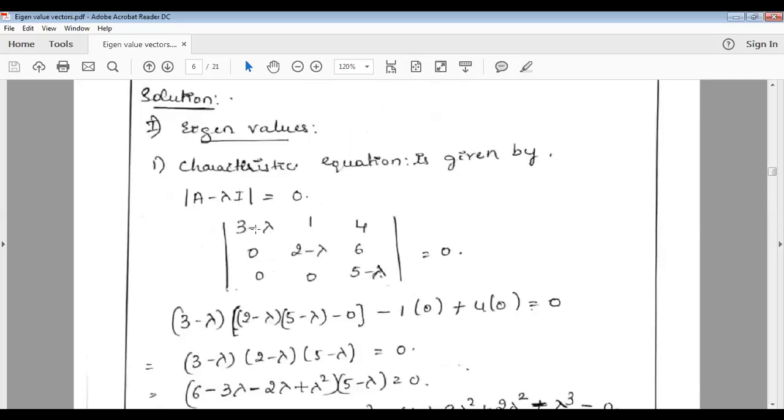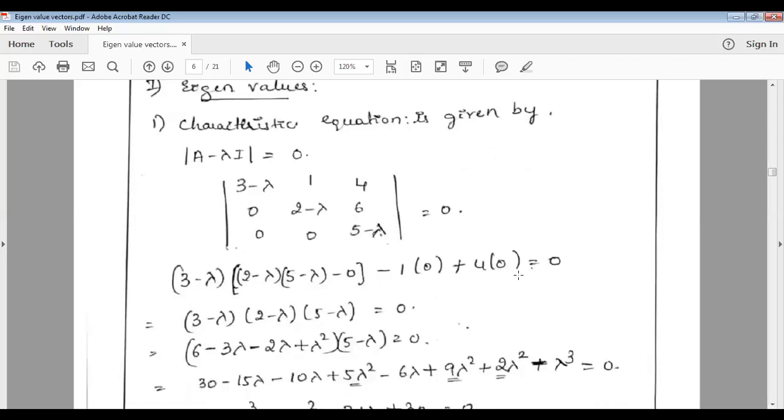So now how do you find the determinant? You have 3 minus lambda, so you leave this column and leave this row. So you'll have 2 minus lambda into 5 minus lambda minus 0. Then you'll have minus 1. You leave this column and you leave this row. So you have 0 minus something, minus 6 into 0, so that remains 0. Plus 4, you leave this column and you leave this row. You'll have 0 minus 0, and that's 0. And this entire thing, the determinant, is equal to 0.